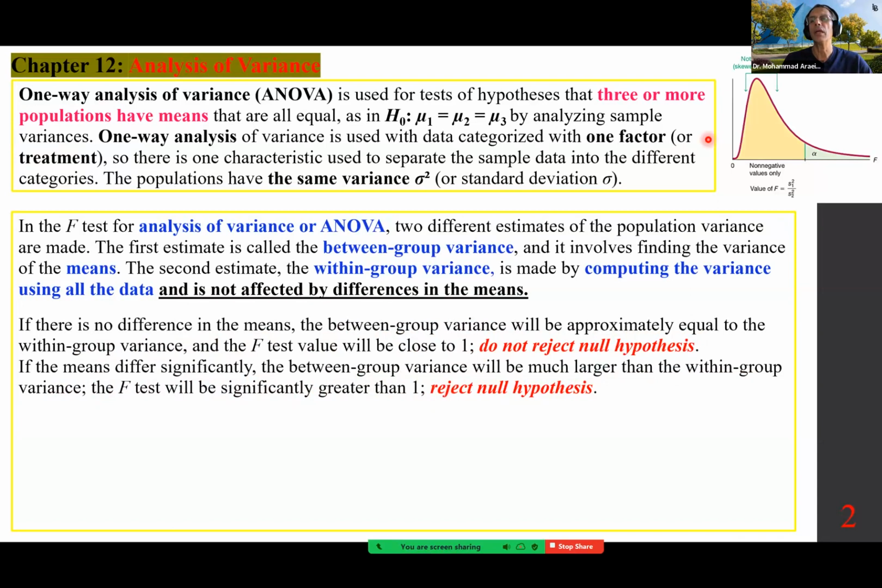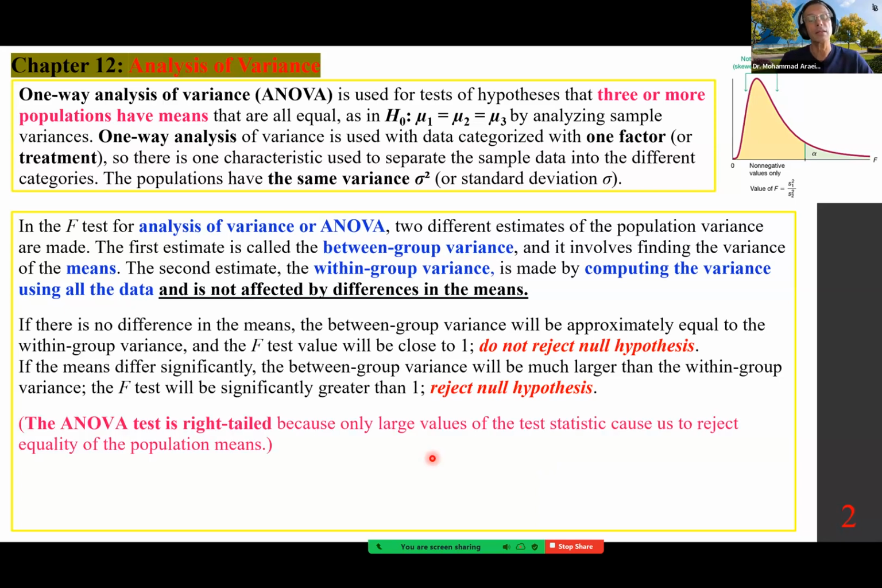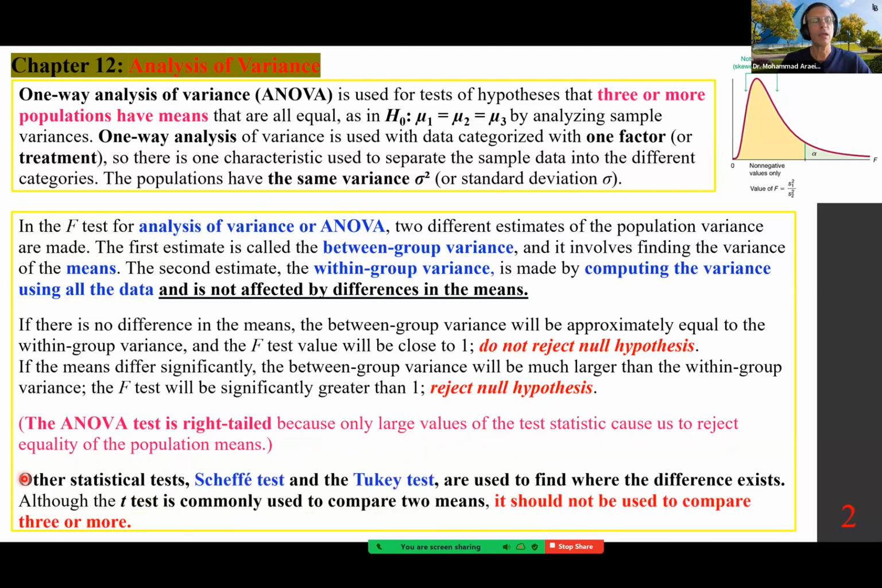Remember, we make F a right tail test, which is s1 squared over s2 squared in the F test. The ANOVA test is right tailed because only large values of the test statistic cause us to reject equality of the population means. Other statistical tests, Scheffe test and Tukey test, are used to find where the difference exists. Although the t-test is commonly used to compare two means, it should not be used to compare 3 or more.